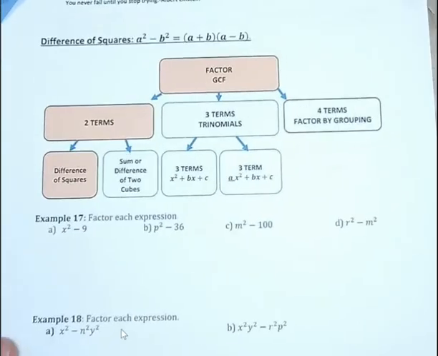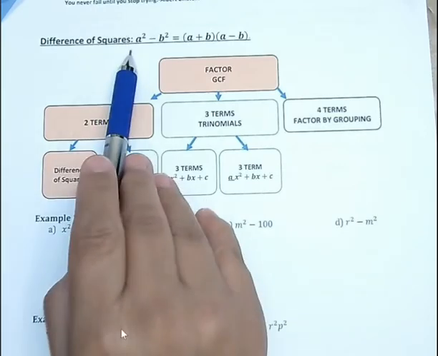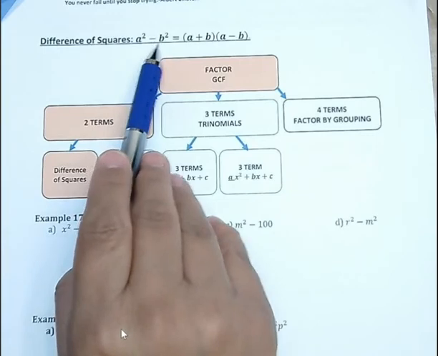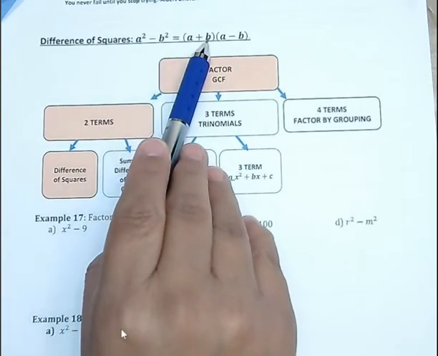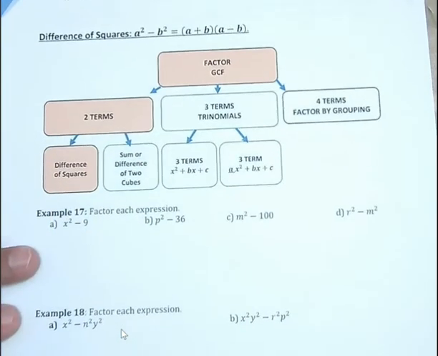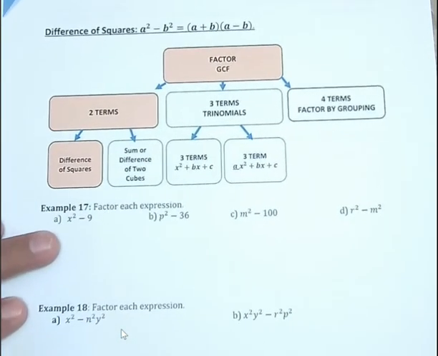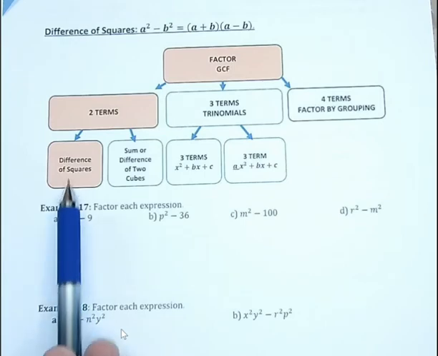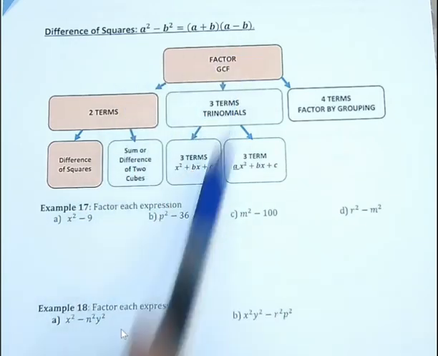Difference of squares is used the most here, and we have it up here. The difference of squares is just a squared minus b squared can be factored out as a plus b times a minus b. Okay, so if we have here x squared minus 9, then we can see that we have 2 terms and we have a square. So we're going to use difference of squares. So we're going to use this formula.